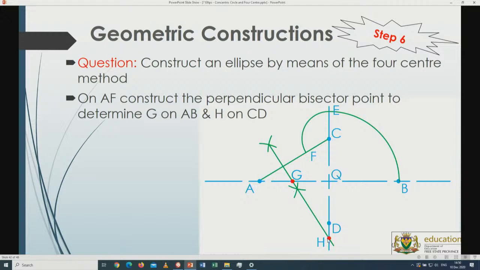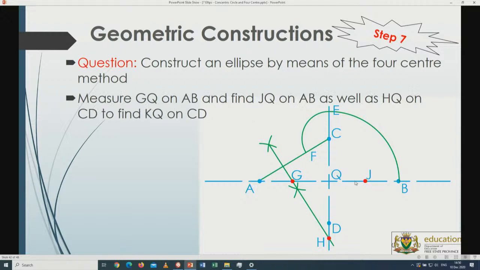the one at H. Now of course this will be symmetric, so therefore the distance from Q towards G will be the same distance as from Q towards J on this side, and the distance from Q towards H will be the same as Q towards K. Now I just want to stand still for one moment.